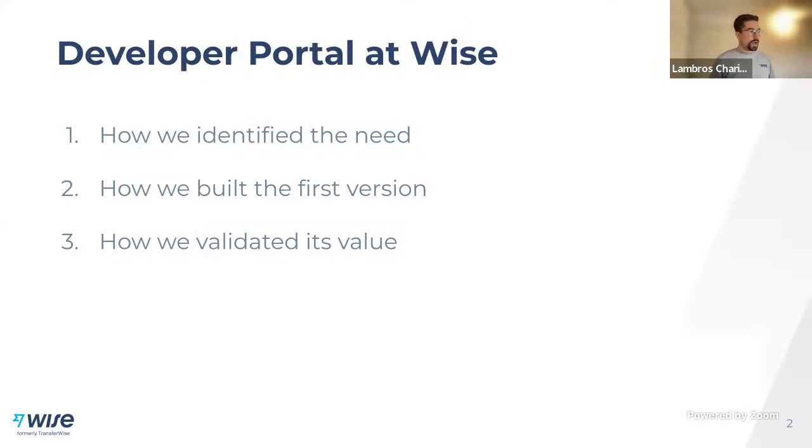I will cover 3 parts today. The first part will be around how we knew that there is even a problem that is worth solving. Part 2 will be around how we scoped the first version or the alpha of the dev portal, and then part 3 will be how we used this alpha to then be certain that we actually solve the problem. So the validation part. And then questions at the end, of course.